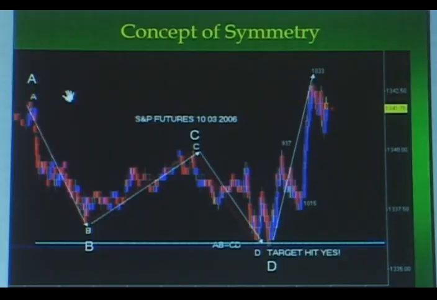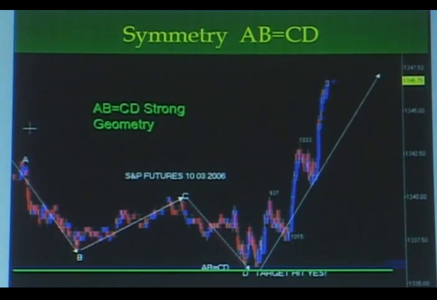So in this case, the AB equals CD was approximately 100% of the AB leg. So again, quite a powerful concept and yet a pretty straightforward one. Here again, we can see the result as the market continued to go higher, and the AB equals CD, what I just call very strong geometry.